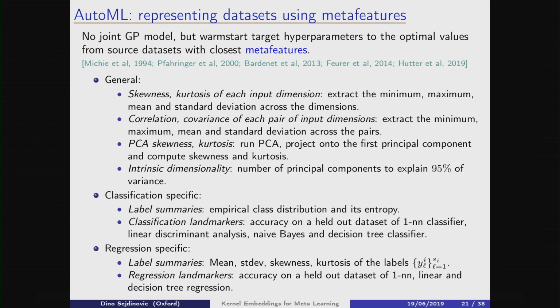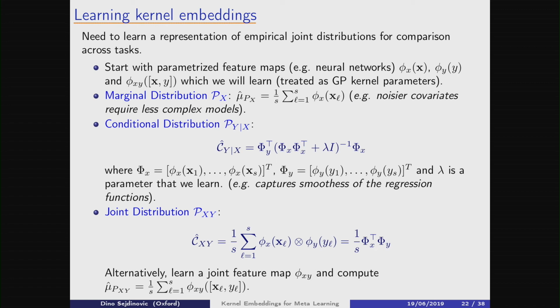Right? So the framework of kernel mean embeddings gives us lots of different ways to go about this, and some of these would be applicable in some situations, some in others. For example, what kind of features of the joint distribution could I use? Well, I could represent marginal distributions of inputs. Marginal distributions of inputs could be very important because if my hyperparameters correspond to some complexity measures, then noisier covariates will require less complex models, because of being prone to overfit with noisier covariates.